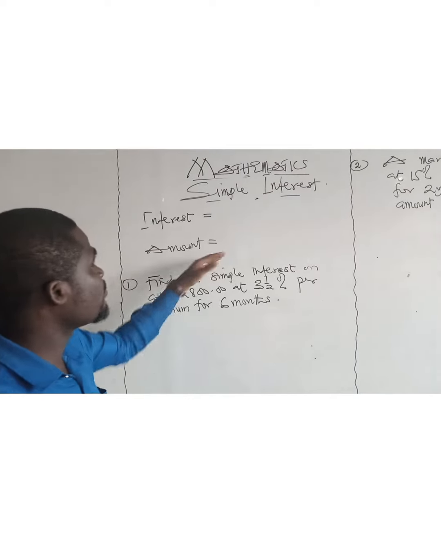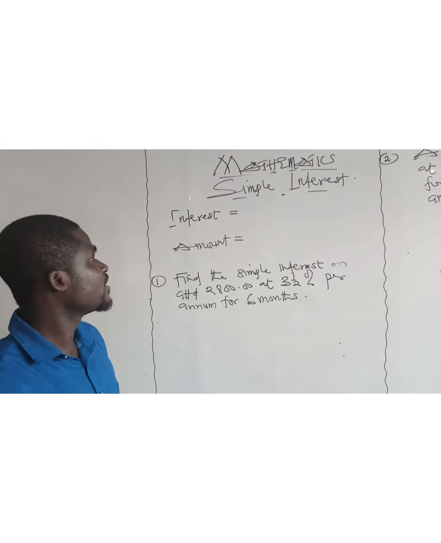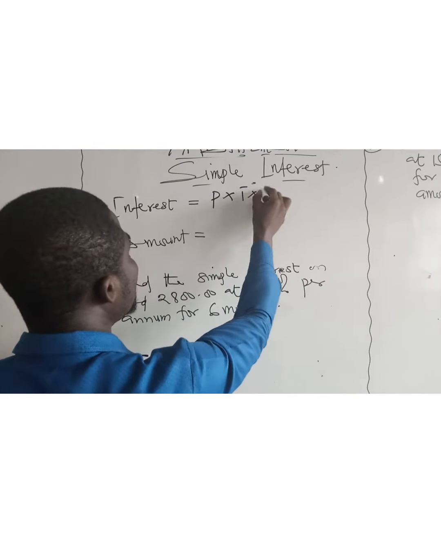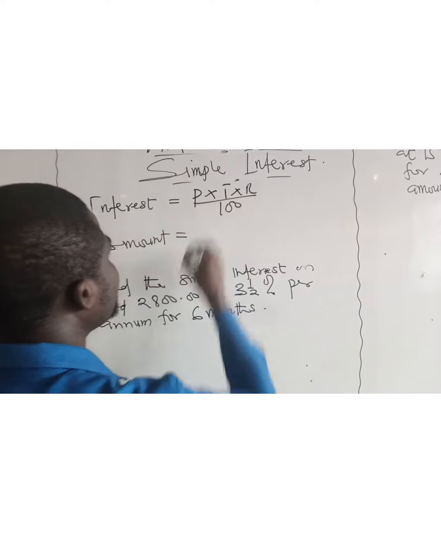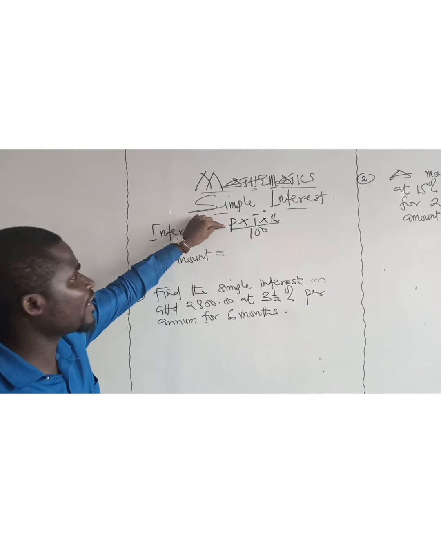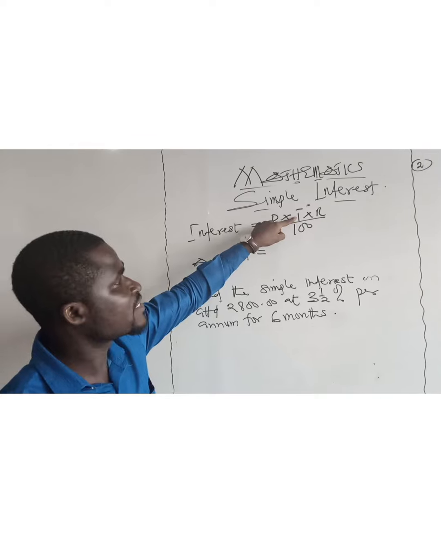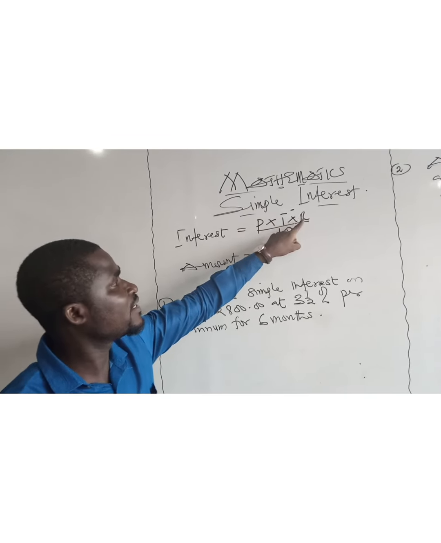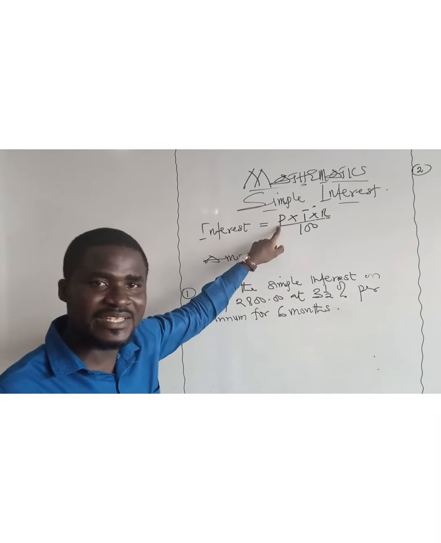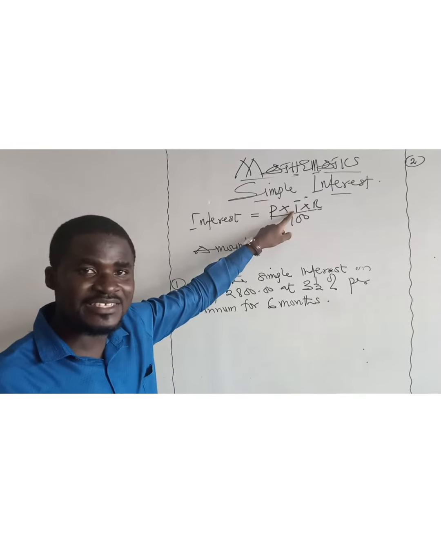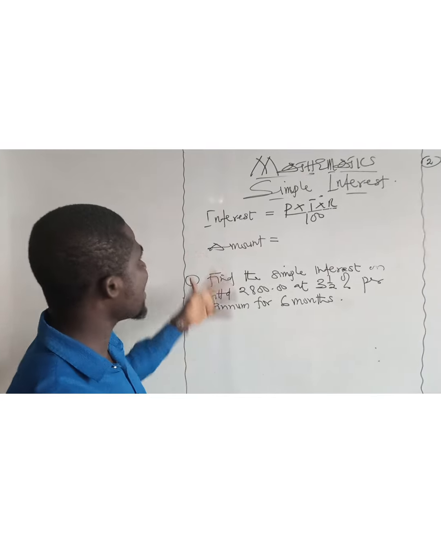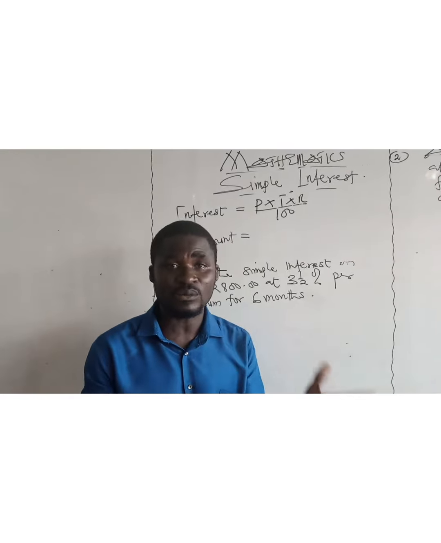So today we're going to look at simple interest. Interest is equal to principal times time times rate all over 100. So that's the formula for finding simple interest. The P stands for principal, the T stands for time, and R stands for rate. Take note, the unit of principal is cedis, the unit of time is years, and the unit of rate is percentage.